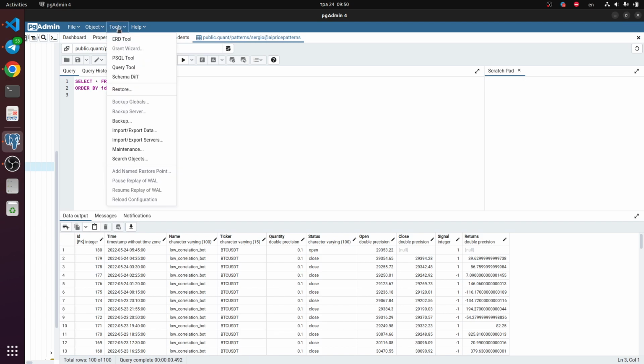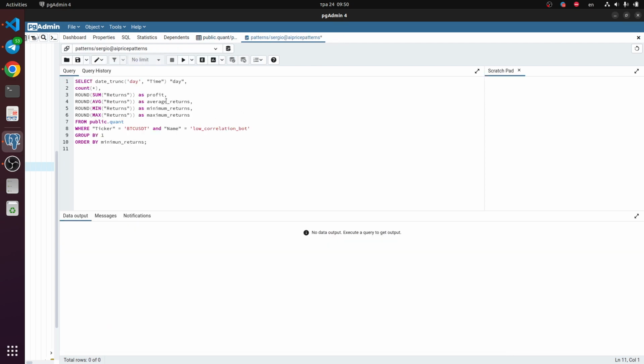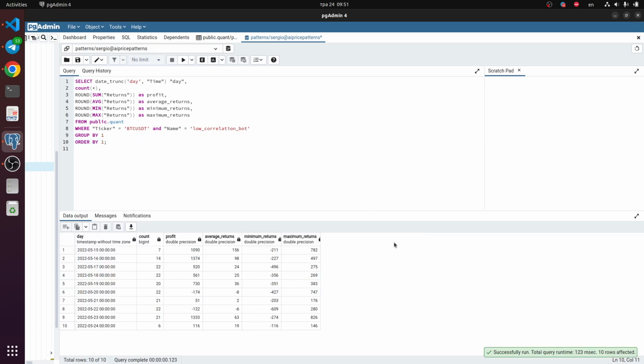What we need to do, for example, is use the query tool. Okay, I did some request. Let's look at this one. I would like to analyze data. I need to make results by every day, and let's look at these results.